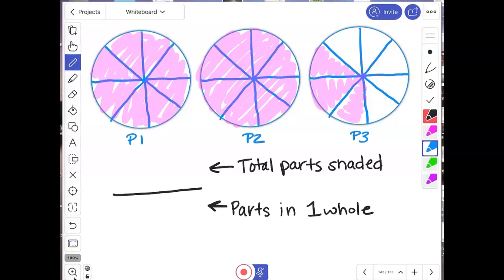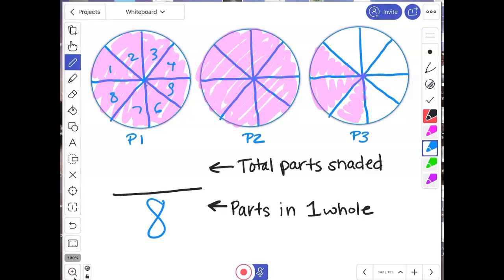The pizza, regardless of how many I've bought, how many are shaded, the pizza is cut into 8 equal parts. This one has 8 parts. 1, 2, 3, 4, 5, 6, 7, 8. This one has 8 parts, and this one has 8 parts. They all have 8 parts. It doesn't mean my denominator is 24. That is not what it means. It means the denominator is 8 because one whole pizza is cut into 8 slices.